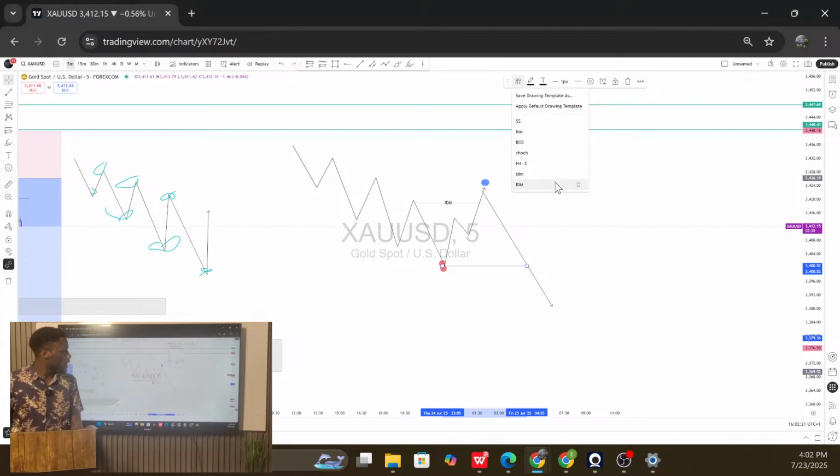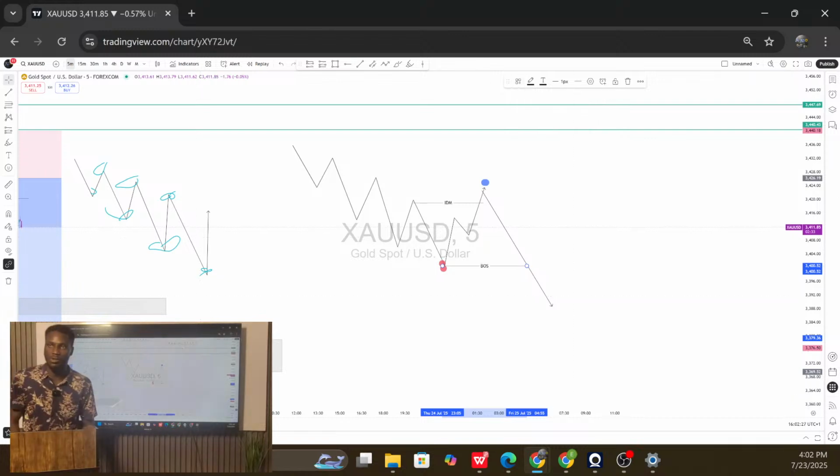Okay, so then I call this a break of structure. Why? Because a major low that price created a short while ago has actually been violated, and just as I said earlier, we expect price to violate all the major lows in a downtrend and to respect all the major highs in an uptrend. So in that case, what are we going to have there?